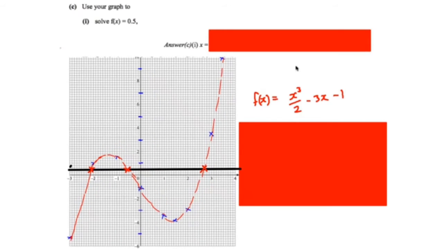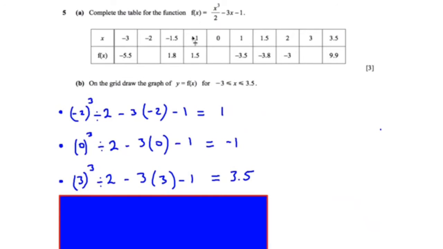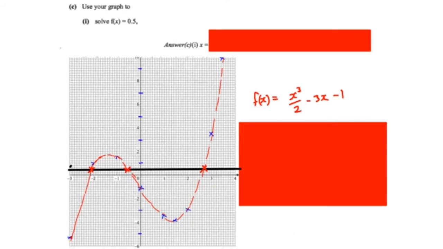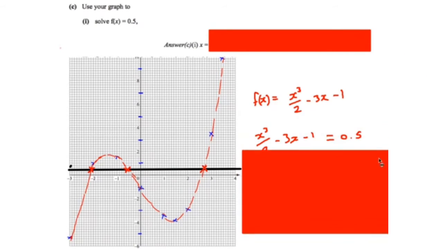The next thing we need to do, it says solve f of x equal to 0.5. First off, remember what f of x was. So it basically said f of x was this function here that we've just plotted. So what this is saying is we want to find when this function is equal to 0.5.